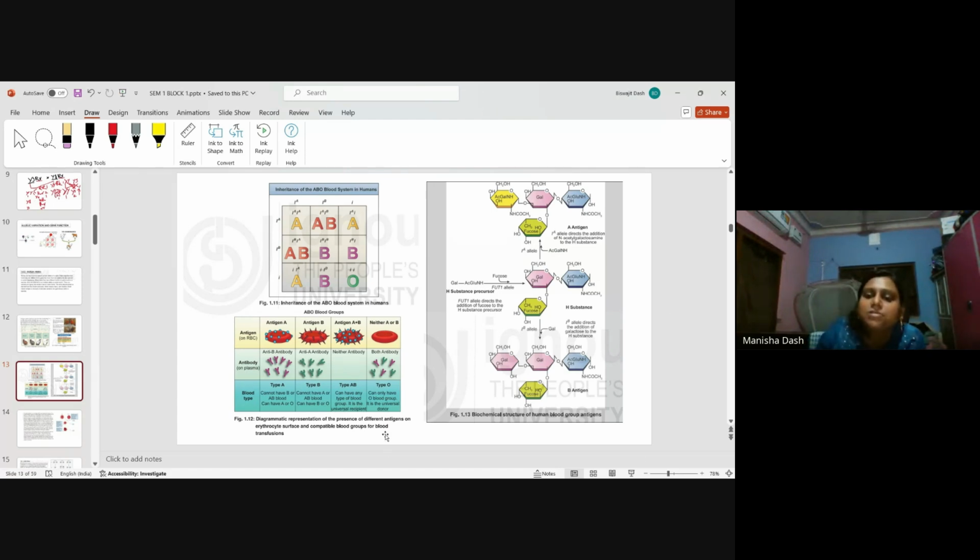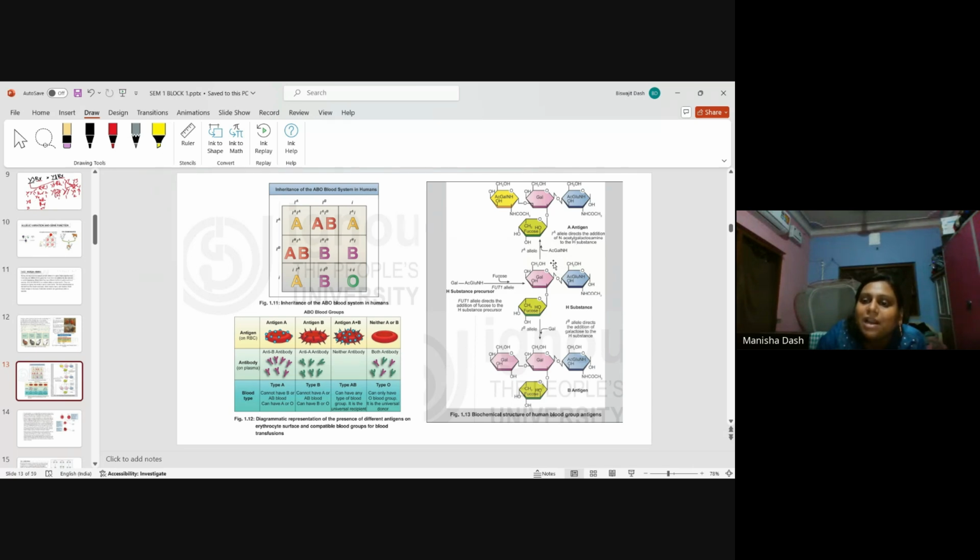Okay, fine. Then if it is difficult to write, just look at these conversions. There is an H substance precursor, and the FUT1 allele directs the addition of fucose to the H substance precursor. This is the primary change during the synthesis of the blood antigen. So by default, everyone will synthesize this O type blood group. Then there are two types of enzyme that will add different functional groups.